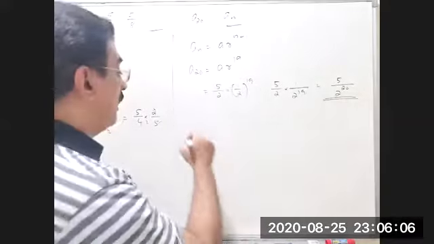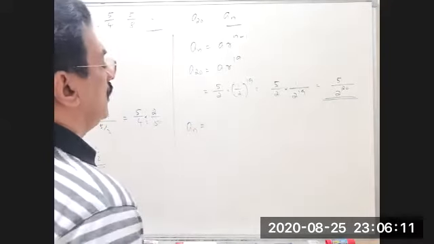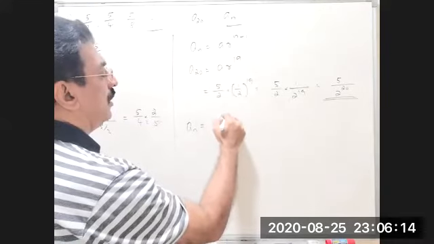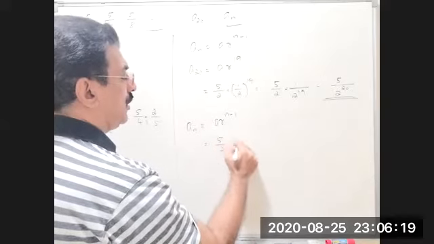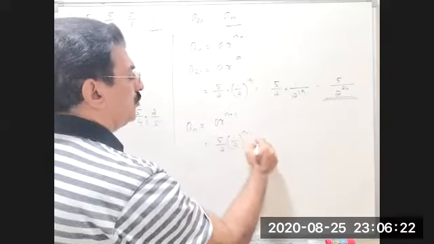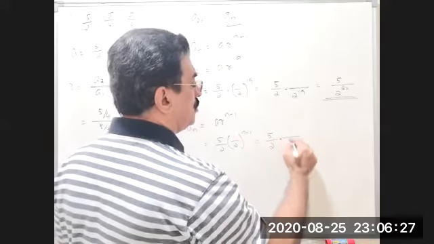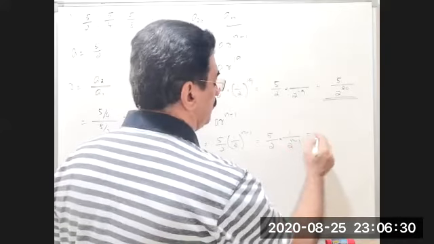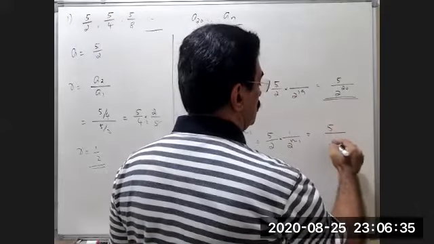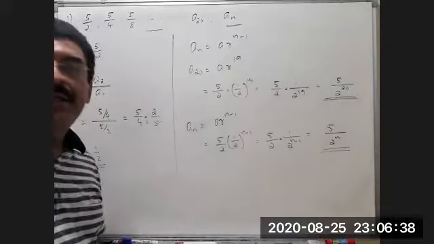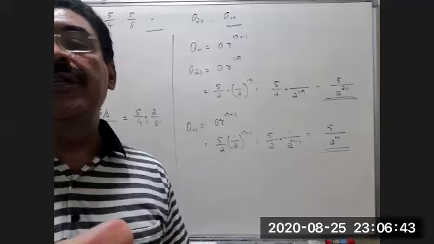Next is to find An. An is A R raised to n minus 1. A is 5 by 2, R is 1 by 2 raised to n minus 1. That is 5 by 2 times 1 by 2 raised to n minus 1. Again, 2 multiplied by 2 raised to n minus 1 is 2 raised to n. That's all. The nth term will be in terms of n.